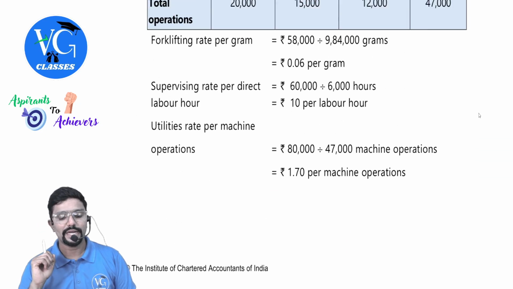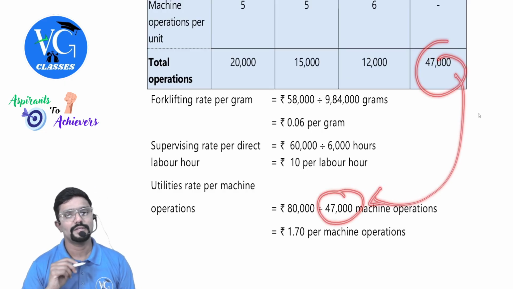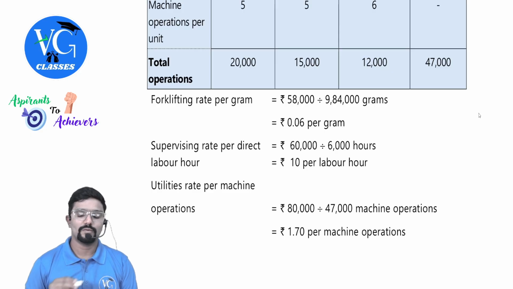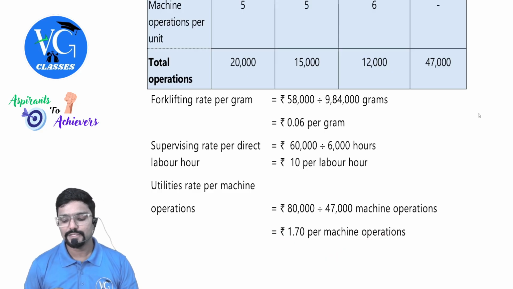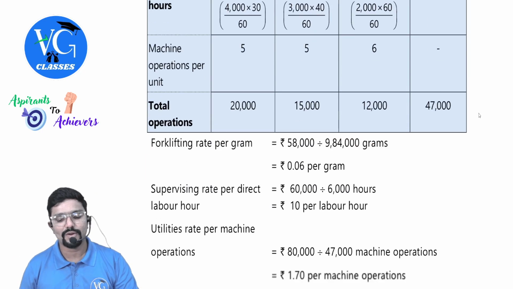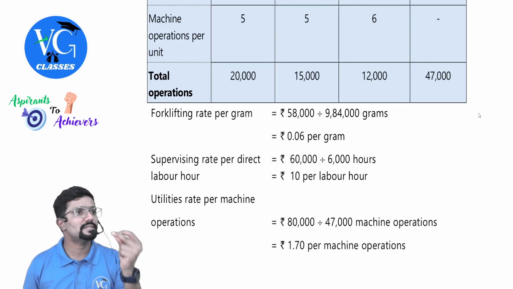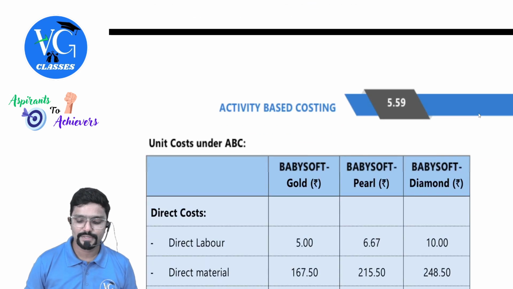Then coming to utilities. Rate per machine operation. What is the total machine operation? 47,000, we have got it here itself. How much is that? 1.70 per machine operation. What is the number of machine operations per unit? 5, 5, 6. So what should we do? 5 into 1.7, 5 into 1.7, 6 into 1.7, guys.